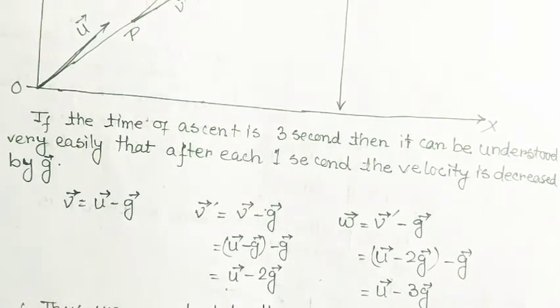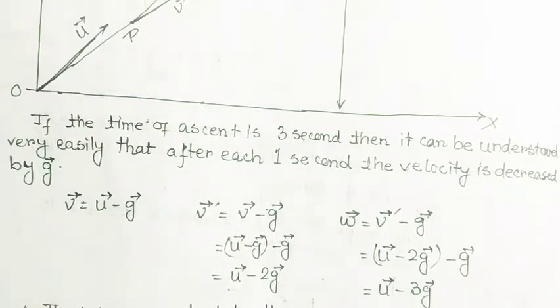If you know this, after 1 second, the v vector, v prime vector, w vector, all of these velocities after 1 second are calculated. So that is the thing I told you at the start of the lecture: the velocity vector addition. I think it is now clear to you.